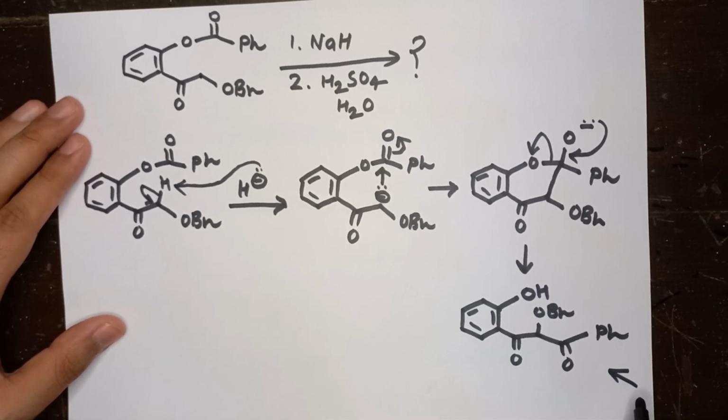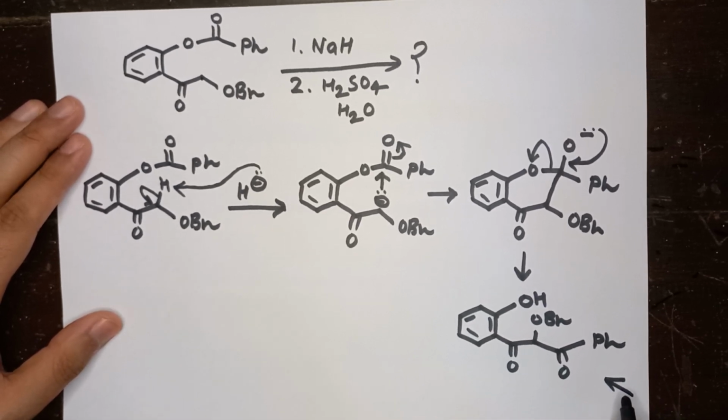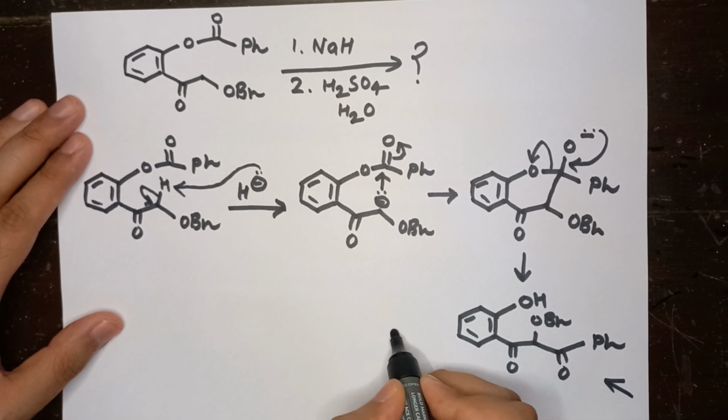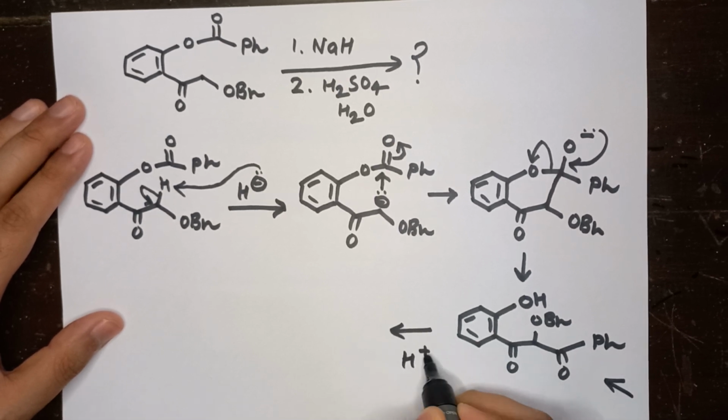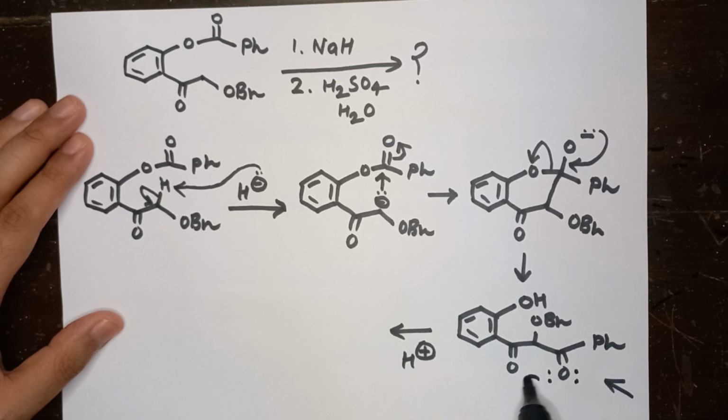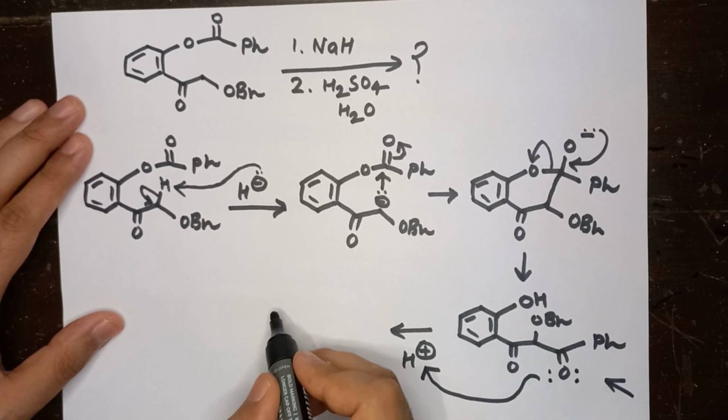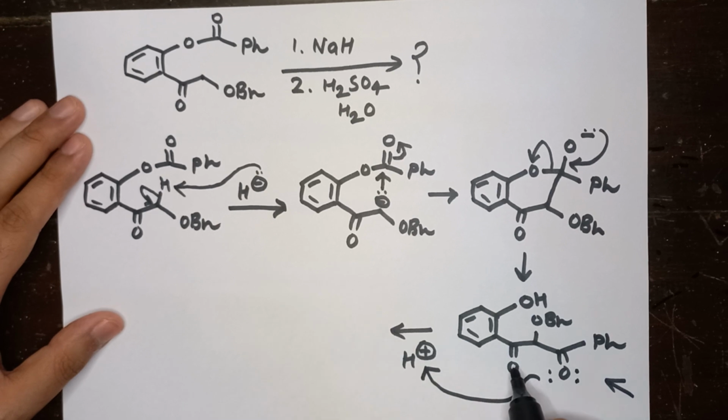Okay, in the second step, we have H plus ions coming from H2SO4. So we have plenty of H plus ions coming from H2SO4. This particular oxygen will take this proton and will get activated. Now this oxygen can also get activated, but let me write the product, then you will understand why this oxygen got protonated.